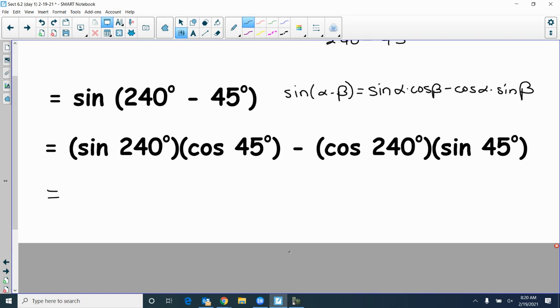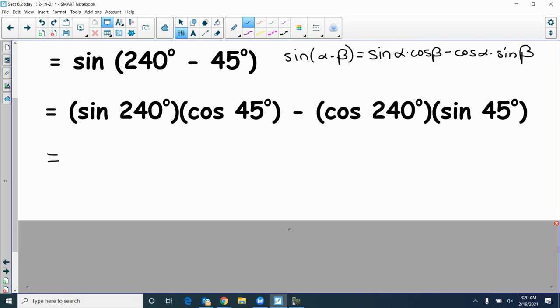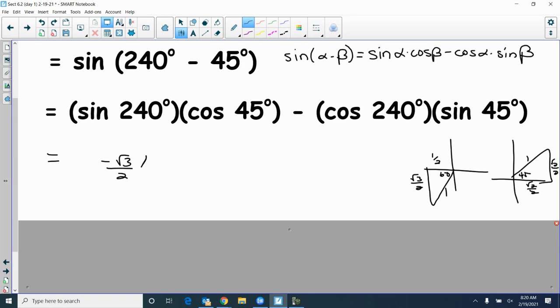So, let's see here. I'll just do this over here on the side because 240 would be in quadrant 3. It would have a 60-degree reference angle. And 45 is in quadrant 1, and obviously it has a 45-degree reference angle. Watch your sign. So sine of 240 is going to be negative square root of 3 over 2. Cosine of 45 degrees is square root of 2 over 2.